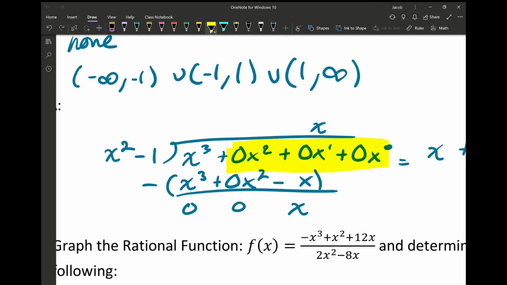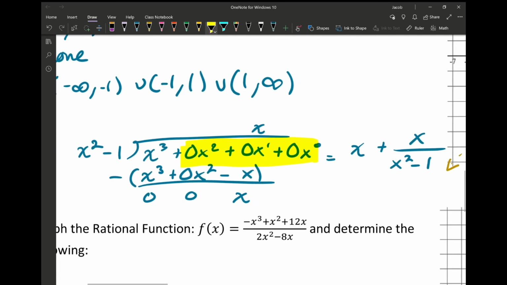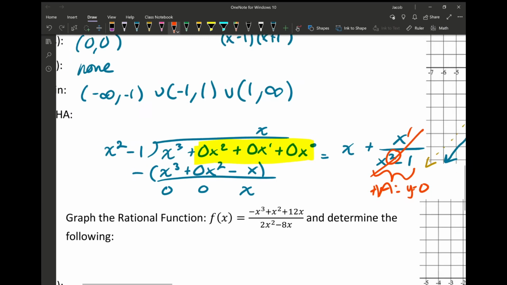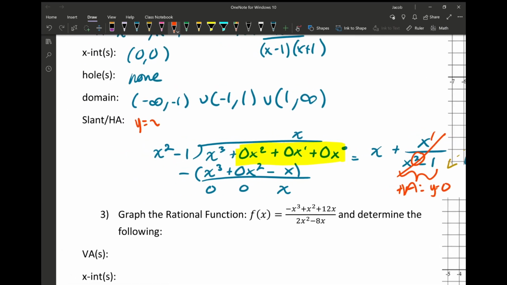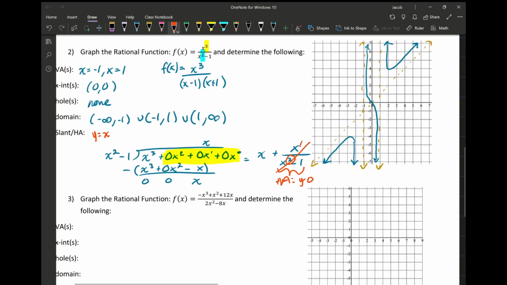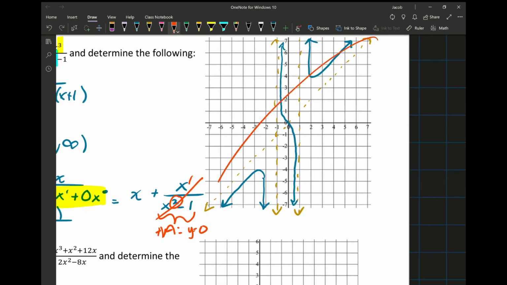So keeping those placeholders would look like this in the division statement. And then the result is x plus x over x squared minus 1. Remember, this has a horizontal asymptote of y equals 0, because the degree up here is 1, the degree in here is 2. So it's negligible to the slant asymptote, and the slant asymptote is actually something really easy. It's y equals x. So that's why I have this orange slant asymptote there in the middle.